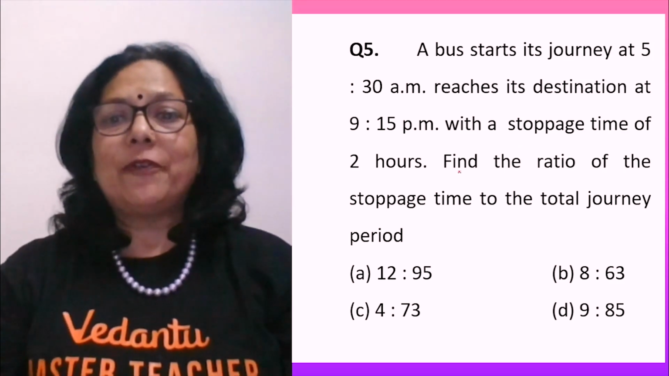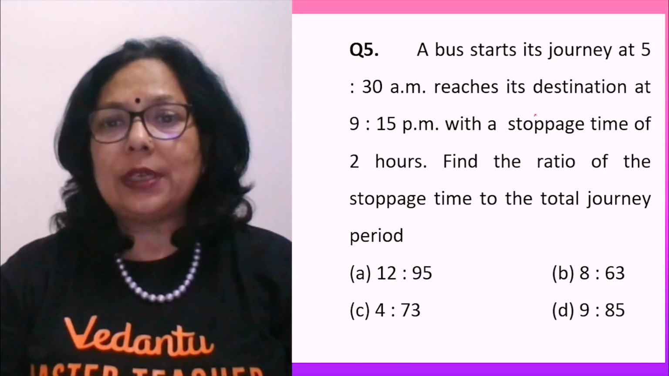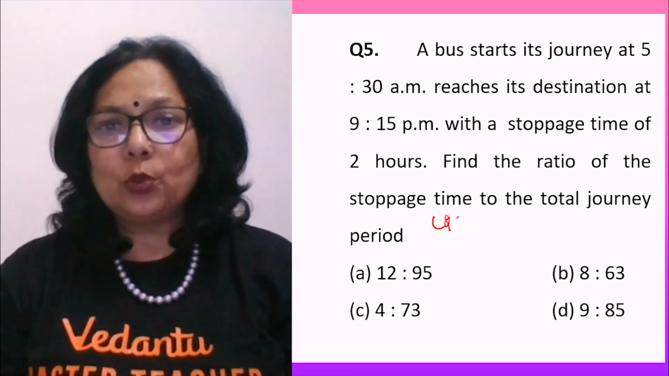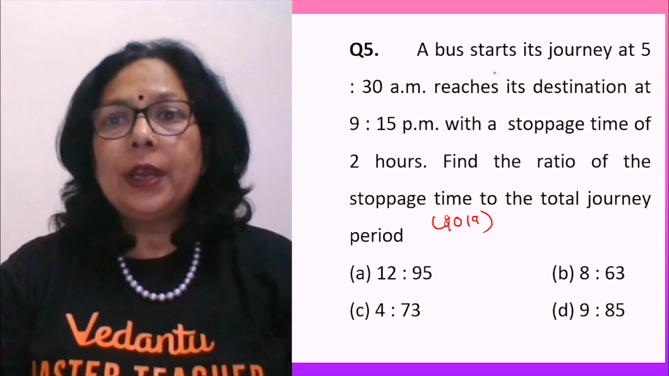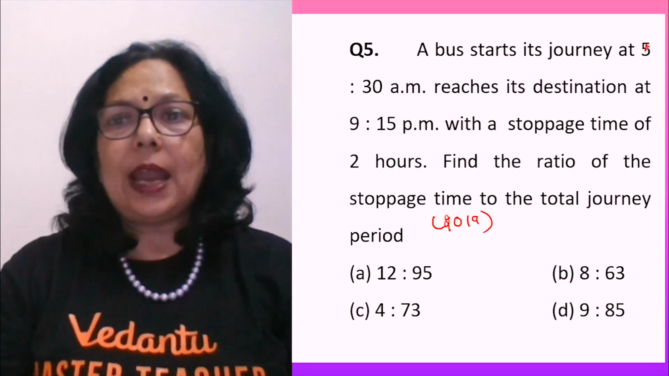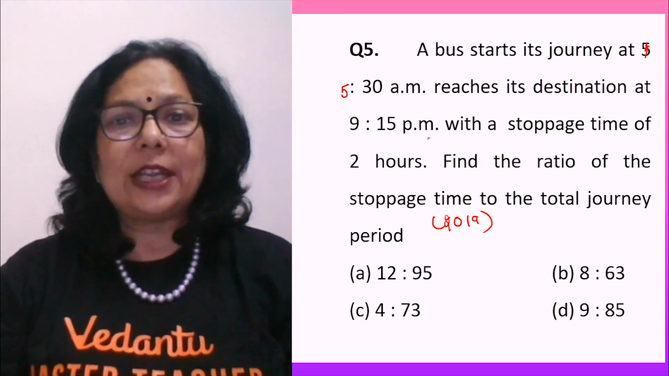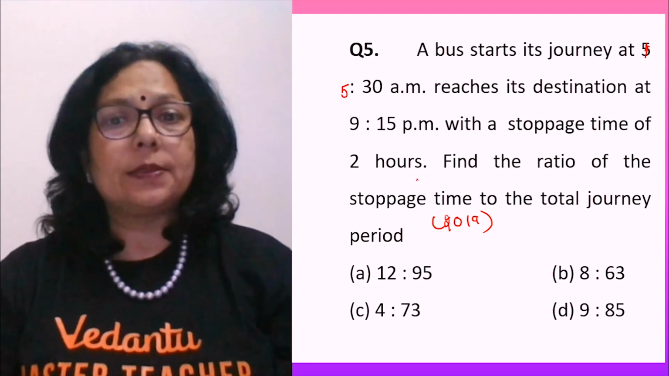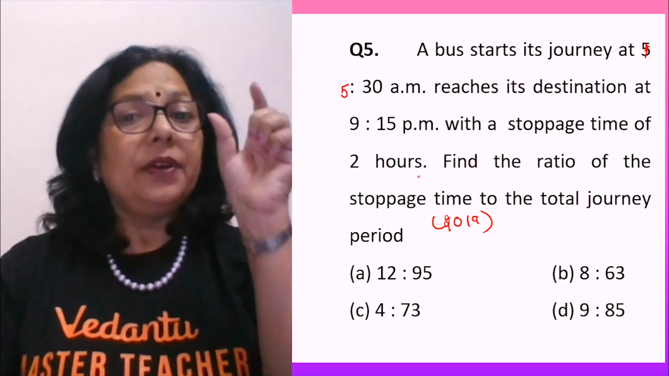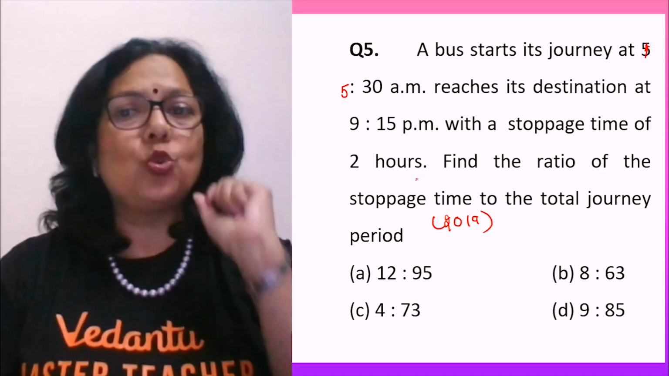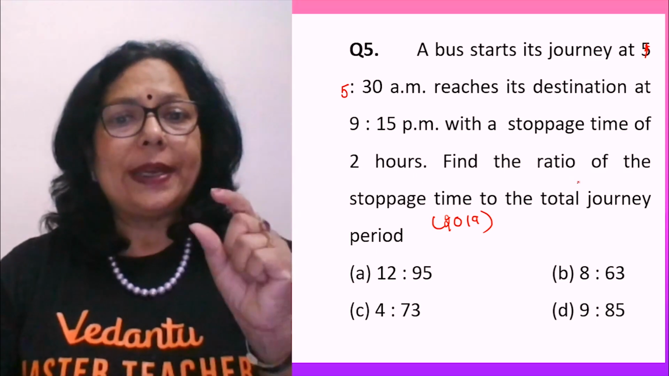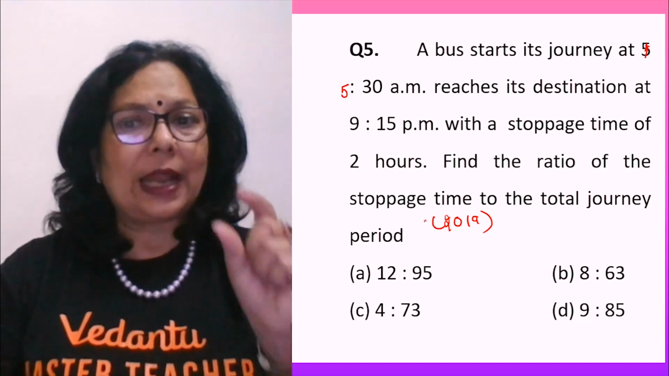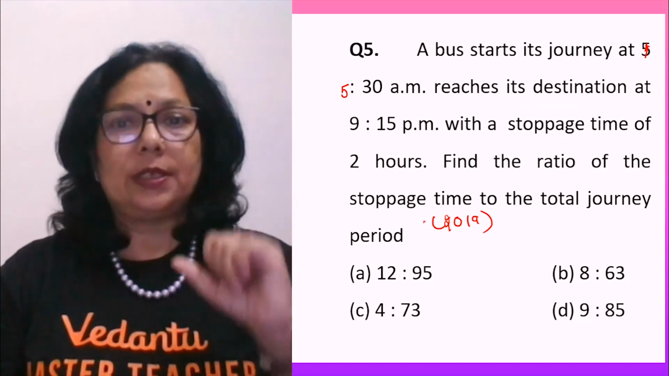Come on to question number 5 of year 2019. It is of 2019 IMO. A bus starts its journey at 5:30 a.m. and reaches its destination at 9:15 p.m. with a stoppage time of 2 hours. The bus reaches in the evening, but it takes a 2 hour break. You have to find out the ratio of break time, stoppage time, to the total journey period.